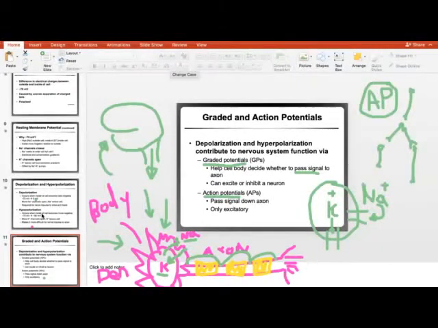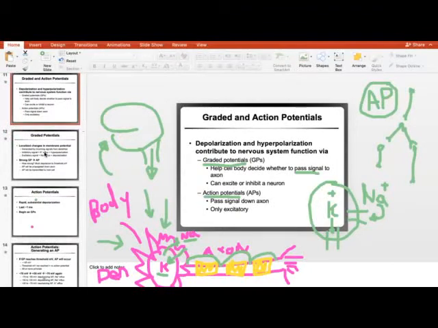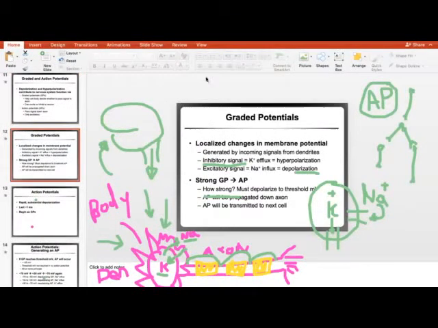But if that change is big enough, well, let's go into the graded potentials first. So a graded potential is kind of like a localized change. It's like if one neuron is interacting with another neuron and sending a signal from one smaller region of the brain to the other. An action potential is when that signal is going to leave the central nervous system, travel down through the periphery, and result in some type of movement.